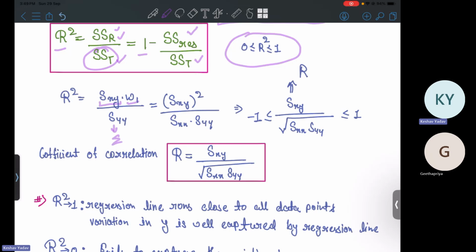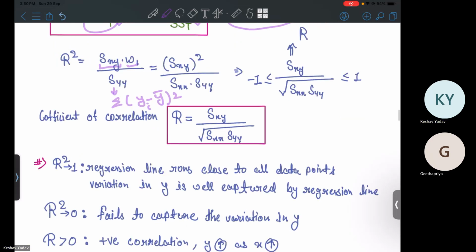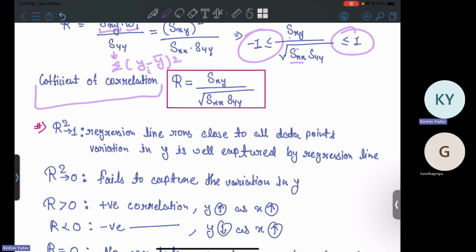How SYY denominator is what? Summation of Yi minus Y bar whole square, right? So this is nothing but SYY. So now you put the W1 value here. That will lead to SXY whole square divided by SXX SYY. So if we take the under root, the R will be equal to what? SXY divided by under root of SXX SYY. That will lie between what? -1 to 1. This is called the coefficient of correlation.